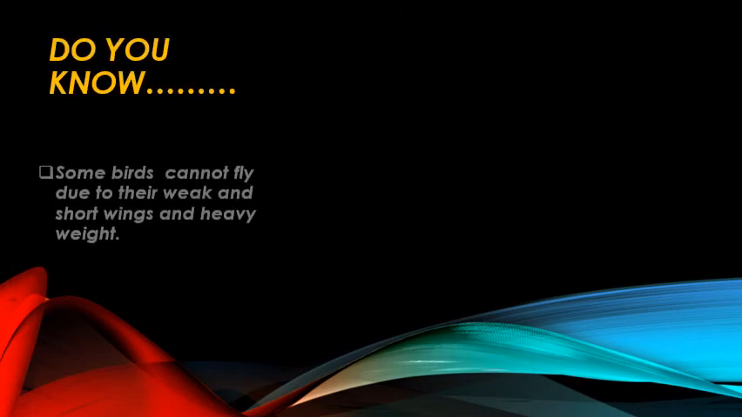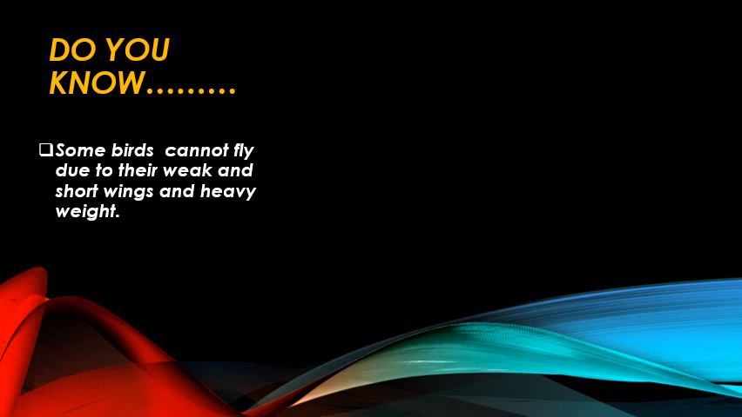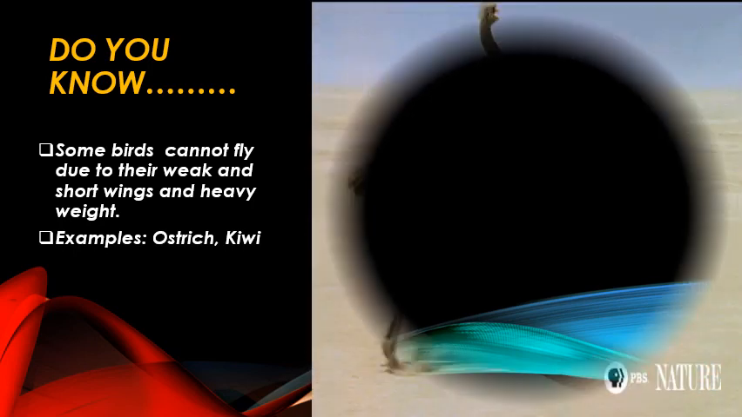So students, do you know that there are some birds that cannot fly? And why can they not fly? They cannot fly due to their weak and short wings and heavy body weight. For example, ostrich and kiwi.